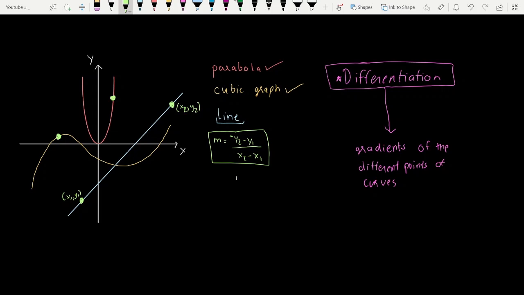And while your gradient formula worked only for lines, differentiation actually works for lines and curves. So you have your lines and you have your curves. It doesn't matter what your graph looks like, you can differentiate it and you can find its gradient at any point.